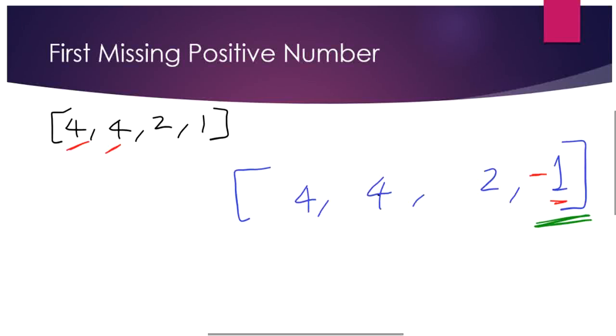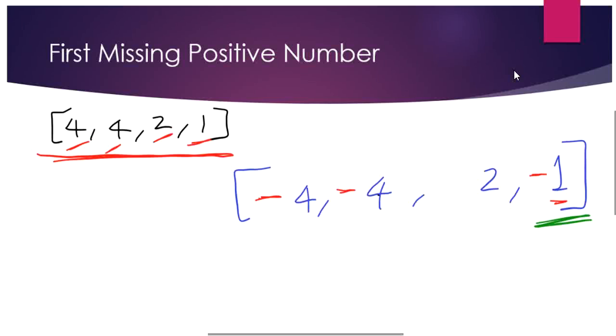So our next element is 2. Now it's time to update the number at the second index, or second position, to a negative value. So here we are going to update 4 to minus 4. Moving on to our last number, 1. So we are going to update the number at the first position to a negative value. So now we are going to update 4 to minus 4. So we are done iterating this given array.